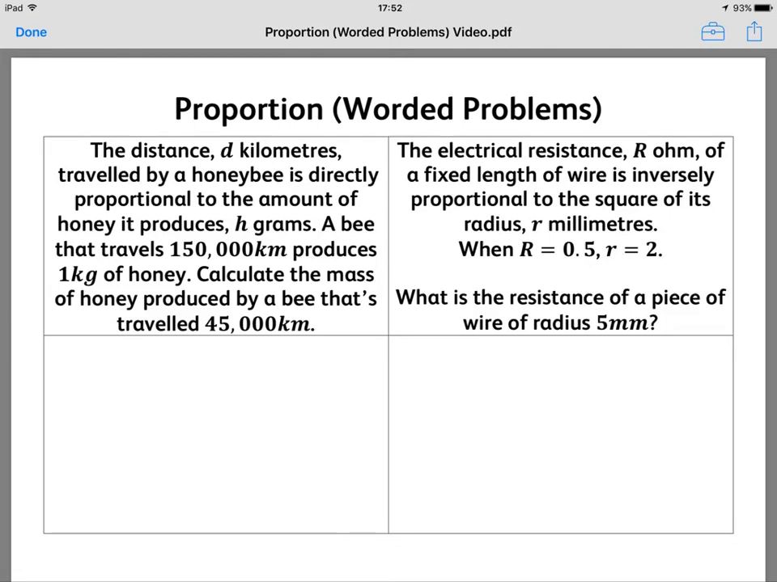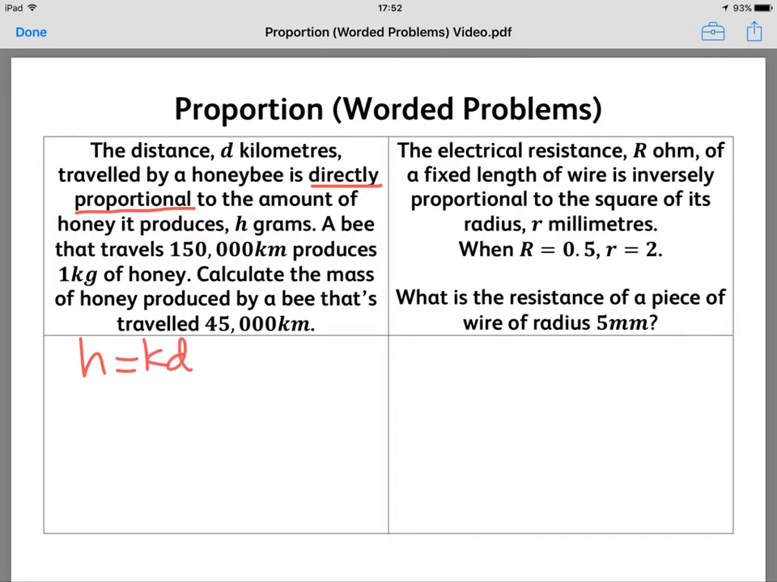Okay, we've got some proportion problems here, but worded ones, okay? So you've got to read them really carefully and pick up basically the information and look very carefully for it, like I say. So the distance, d kilometres, travelled by a honeybee is directly proportional, that's the important bit, to the amount of honey it produced in H grams. So what it's essentially saying is the honey is directly proportional to the distance travelled.